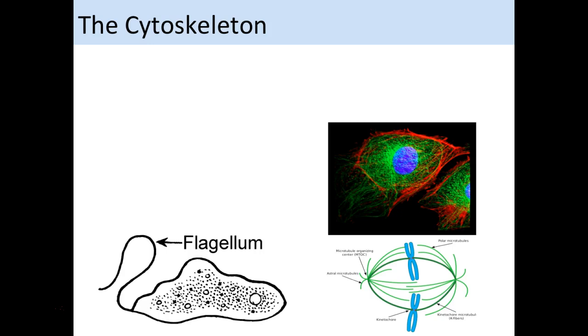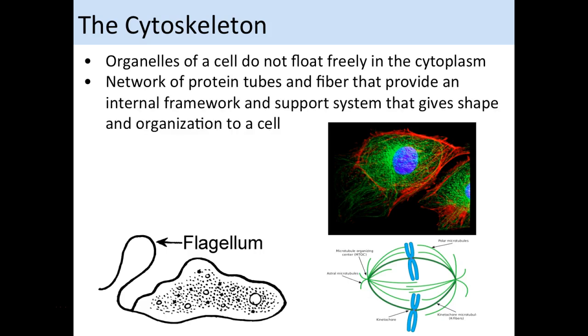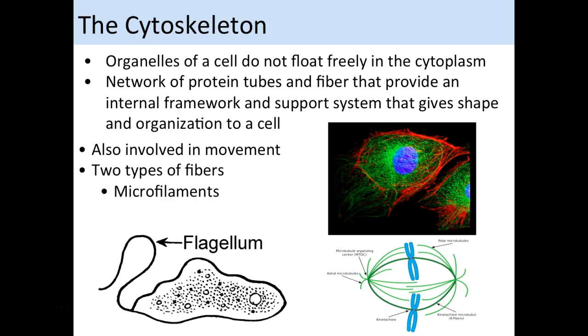The cytoskeleton is a non-membrane-bound organelle found in both animal cells and plant cells. Because all the other organelles are not free-floating in the cytoplasm, they are actually attached to the cytoskeleton. The cytoskeleton is a network of protein tubes and fiber tubes that provide an internal framework and support system that gives shape and organization to a cell. It aids in movement, and there are two types of fibers, microfilaments and microtubules.